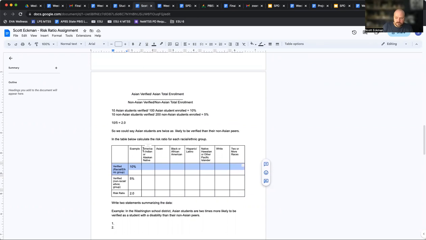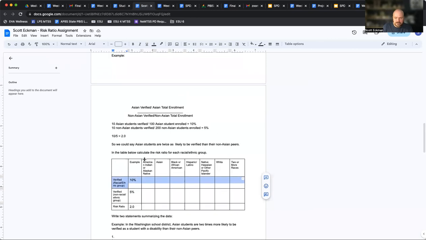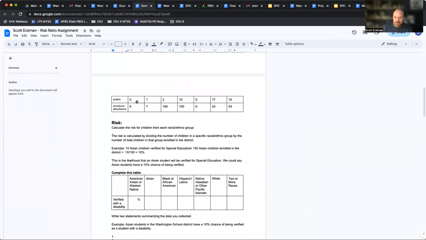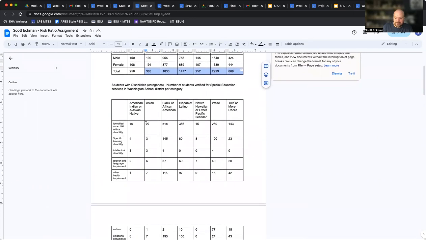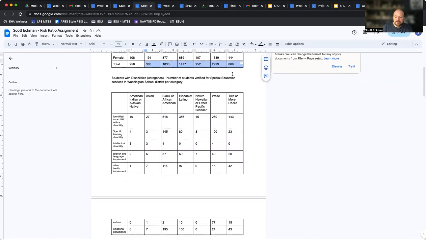students who are, for example, not American Indian or Alaskan Native, sorry for the scroll, but by looking at this total number here, you're going to add up the rest here. And then the identified, you're going to add up the rest here. So this will be your numerator, and this will be your denominator, adding those up. So basically, here's the American Indian or Alaskan Native, 16 over 258. You would find that risk already.